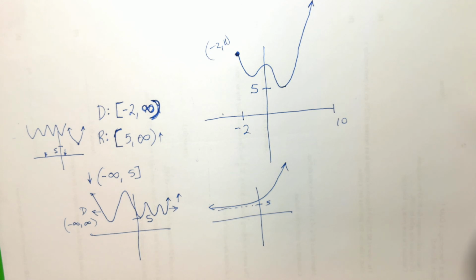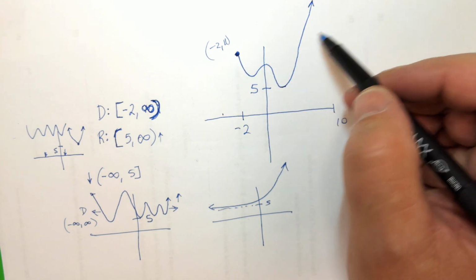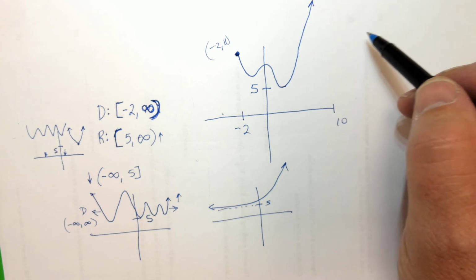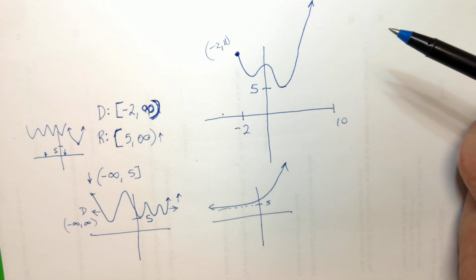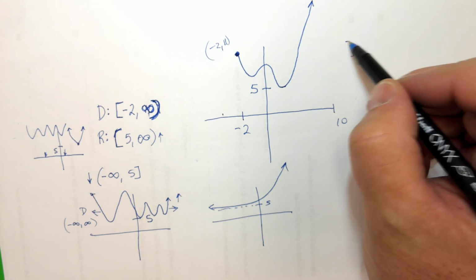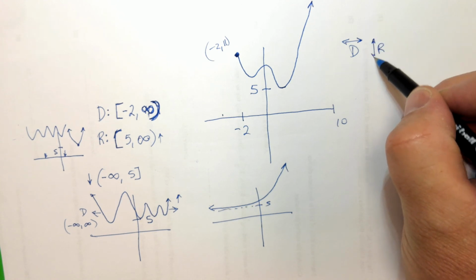That would work. Because the domain would start at -2 and go forever and ever, because it's going up and to the right. So the domain is talking about how far left or right the graph goes, and the range is talking about how far up or down it goes.